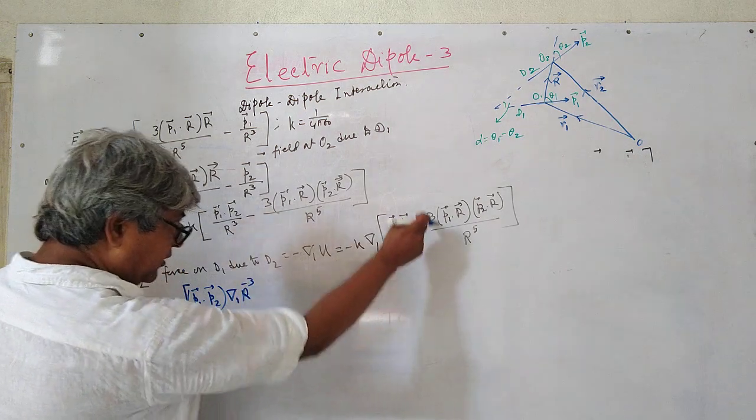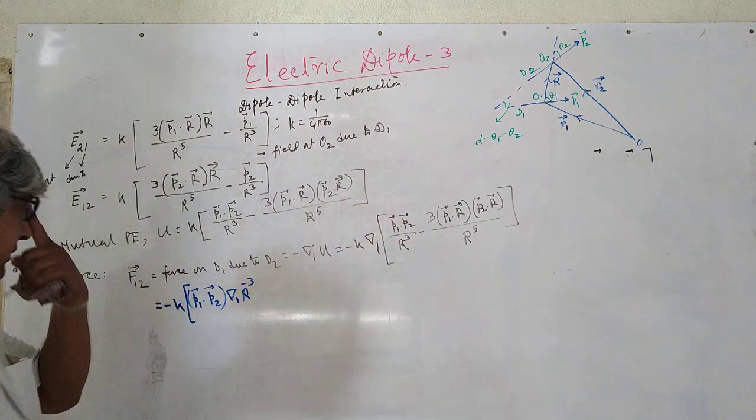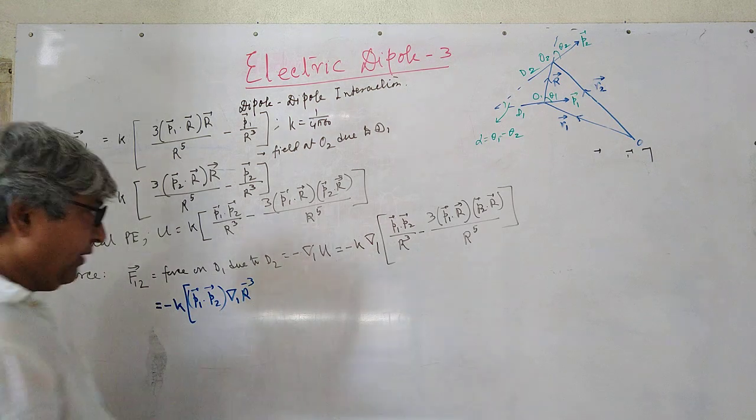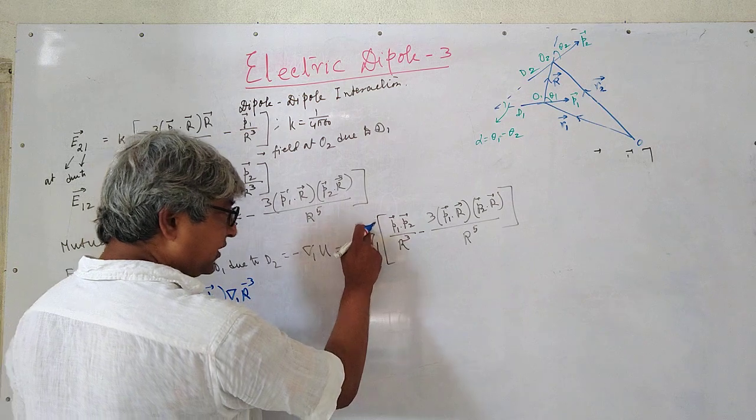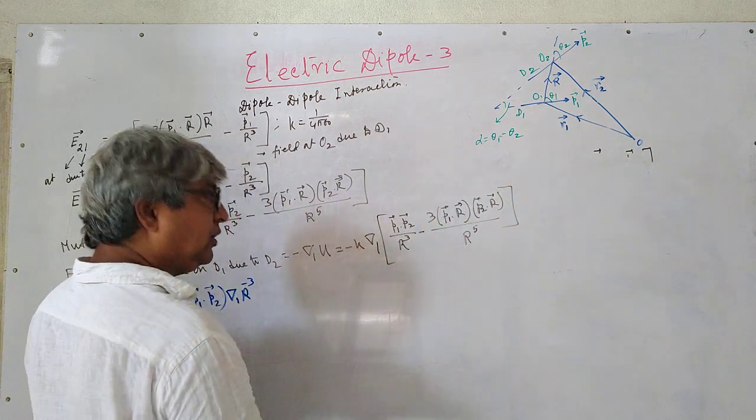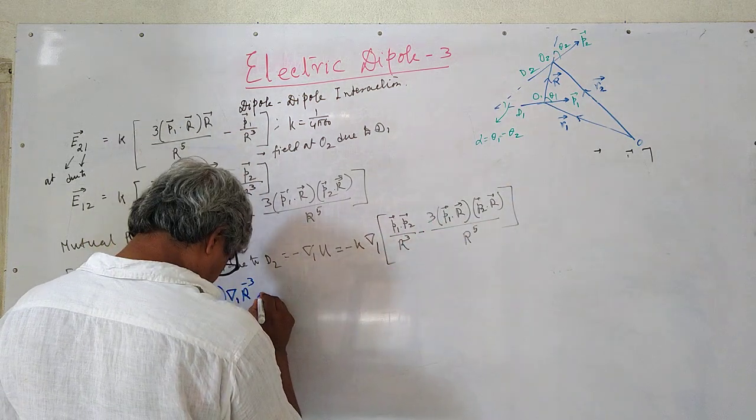This is the entire contribution from this term on the assumption that the dipole moments are fixed. Now come to this one. These are the product of three terms. So we have to calculate the gradient of product of three terms. So we use the product rule.